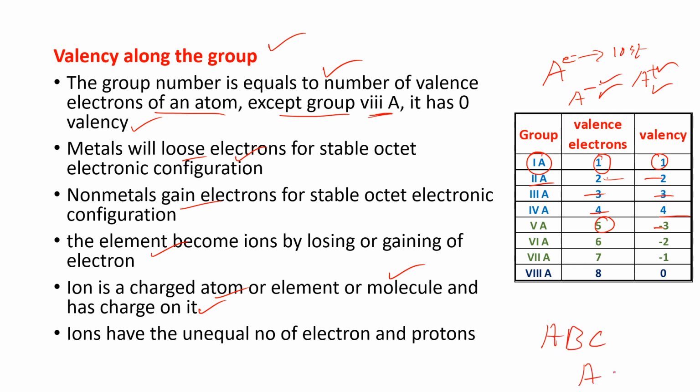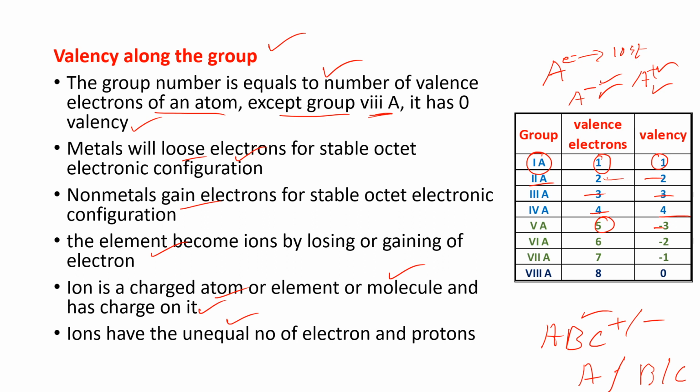So atoms means A or B or C. These are individual things, and molecules are these atoms grouped together, attached or joined together, leading to the formation of a molecule. The molecule may have a positive charge or negative charge, and then it is nothing but an ion. Okay, ions have an unequal number of electrons and protons.